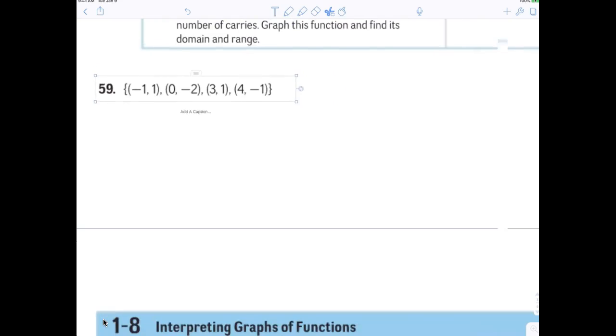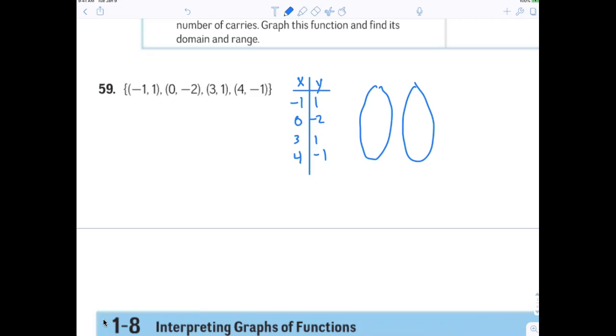Here's 59. So I first have to draw it as a table. Now, for me, the table was always this direction. I don't know why the book puts it in the other direction, but I prefer X, Y like this, right? And then it would just be what? -1, 0, 3, 4, and then 1, -2, 1, -1. Look how simple that is, guys. That's as a table. That's how you write it as a table. All right. Now, when you have to draw it as a mapping, all you do is you're just drawing ovals. All right. And then generally what I tell kids is -1, 0, 3, 4.